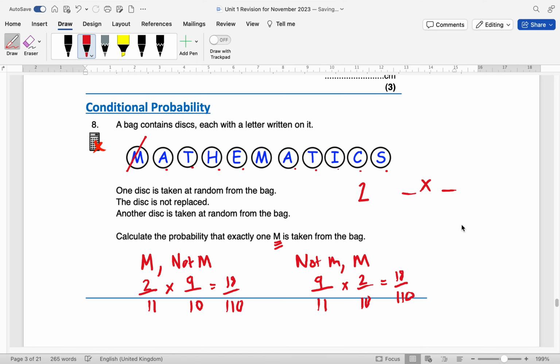Right? If you listed all the combinations separately and didn't group them into not M, you'd have to go MA, AM, MT, TM, MH, HM, ME, EM. You get the idea. Grouping things makes this a lot easier. And because I'm allowing this combination or this combination, I need to add the answers together, which is 36 out of, and do not add the bottom numbers, only add the tops.